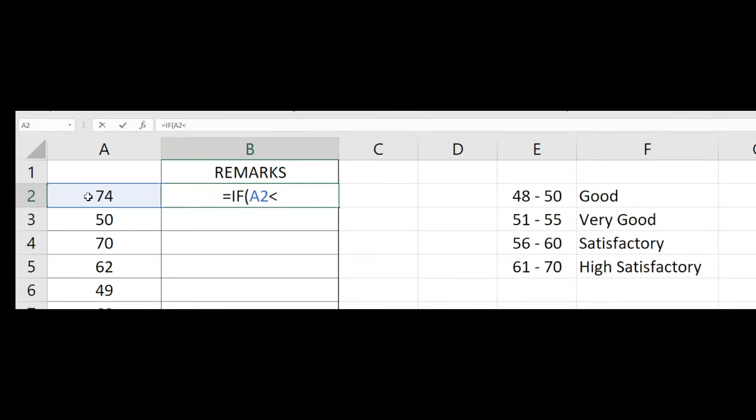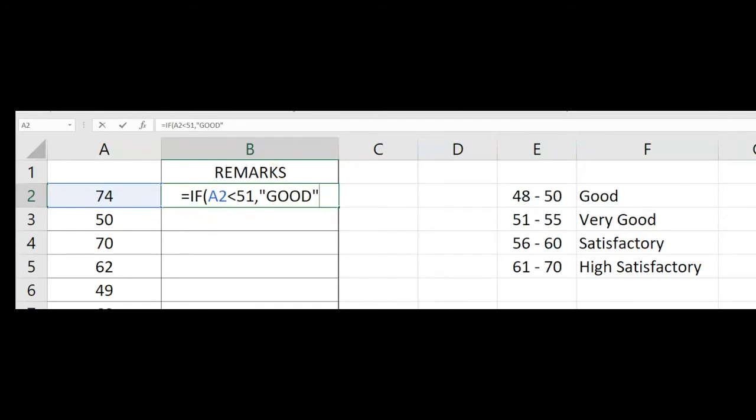Okay? So, ang gagawin natin, para makuha natin yung remarks na good, it should be less than 51. Okay? So, kukunin po natin yung second lowest condition, yung 51. So, 51 po itatype natin dyan. So, ibig sabihin, then, comma, quotation. So, ibig sabihin, kapag yung score sa A2 ay less than 51, ang remarks niya ay dapat good. Dapat good.